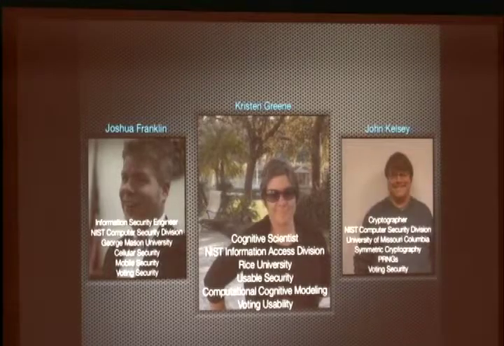So I'm Kristen Greene, cognitive scientist and usability researcher in NIST Information Access Division. My co-authors in the front row, not paying any attention, Joshua Franklin and John Kelsey. They're both in the computer security division. One's a cryptographer, the other information security engineer. So how did this current project get started? Well, we met a few years ago on the voting project. I was working on usability, they were working on security.